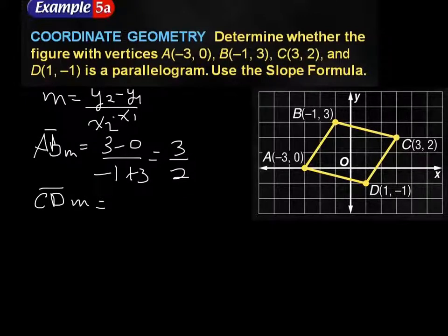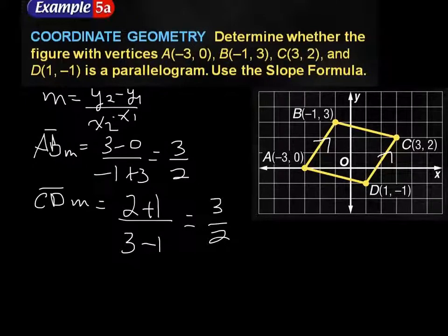So for CD, change in y, we'd have 2 minus -1, so plus 1, over, we started with a 2, so now we need to start with a 3. 3 minus 1, so I have 3 over 2. Okay, so far so good. Those two are parallel. And now I get to check the other two.